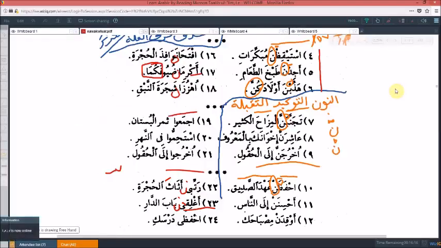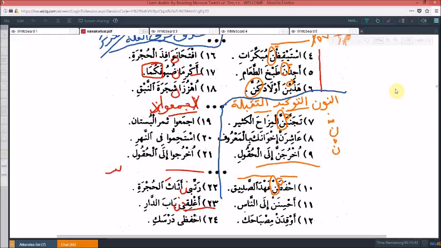Ijma'u samar al-bustan. Gather the fruits of the garden. Istahimmu fin nahr. Take a bath in the river. Ukhruju ila al-huqul. Go out to the fields. So these are all tajma'una. Tajma'una. We drop the ta, put an alif, drop our noon, ijma'u.